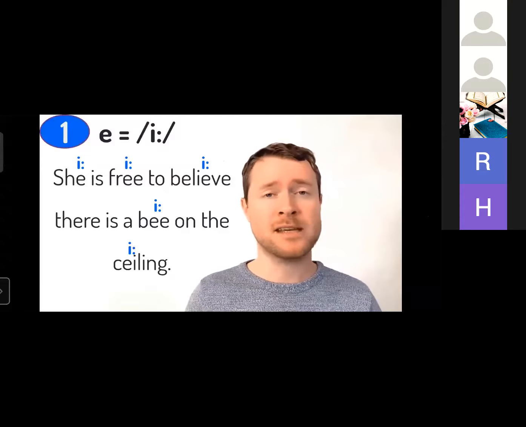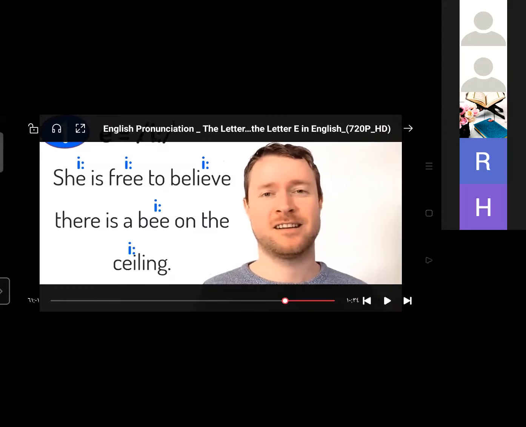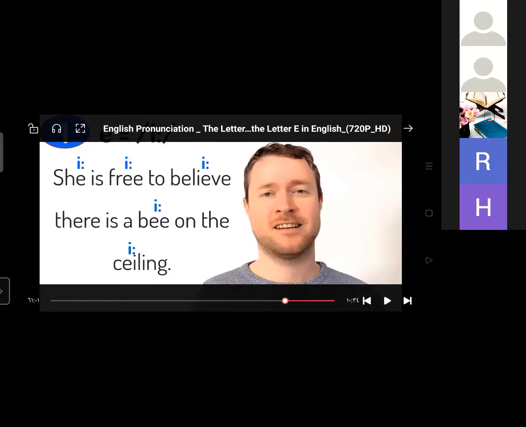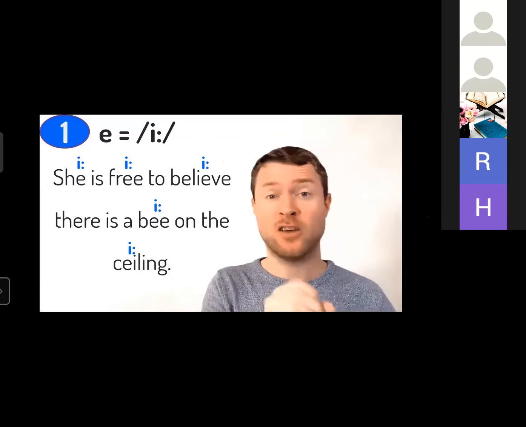She is free to believe there is a bee on the ceiling. Your turn. Another last one to pronounce this sentence. Who's ready? Yes. Okay, yes, go ahead. She's free to believe there is a bee on the ceiling. That's right, exactly. Wonderful. Okay, she is free to believe there is a bee on the ceiling.